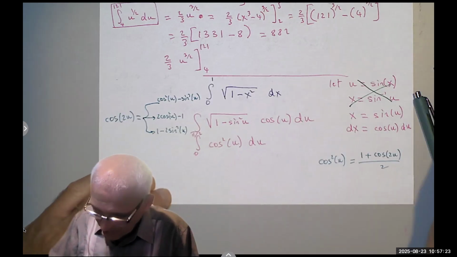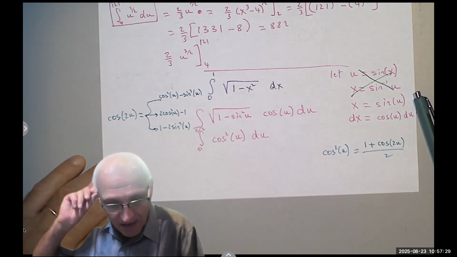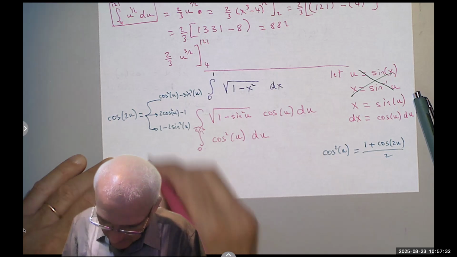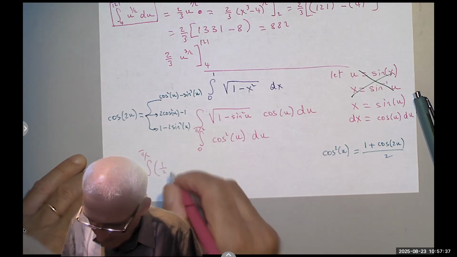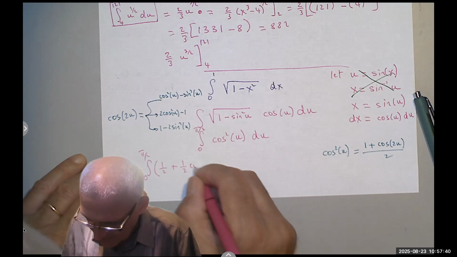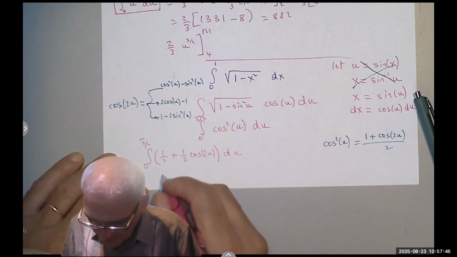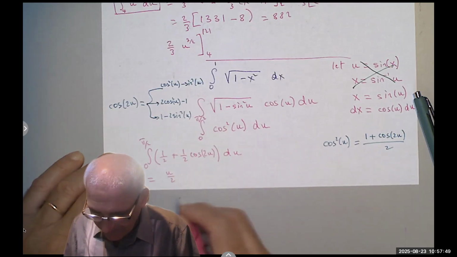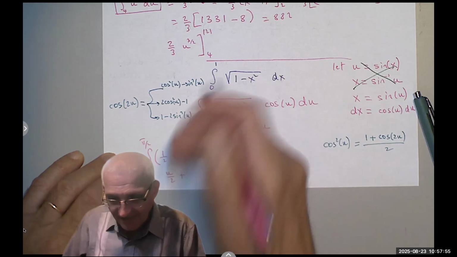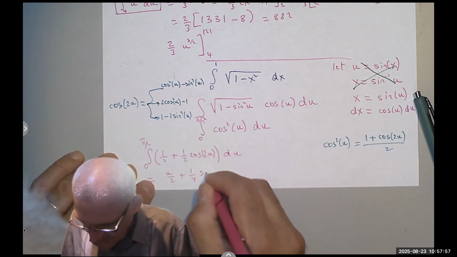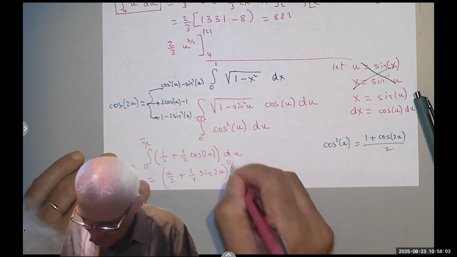So I'm going to rewrite. Notice I didn't change the variable. It's still u, so there is no reason to change anything in the limits of integration. That becomes the integral of 1/2 plus 1/2 cosine 2u. I'm going to show it to you step by step, du. The integral of 1/2 is u over 2, and the integral of cosine is sine 2u divided by 2. So it's 1/4 sine 2u. And everything here is evaluated from pi over 2 to 0.